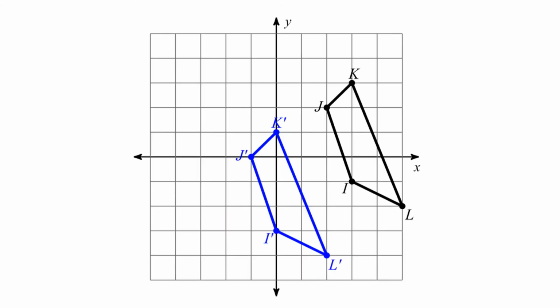We have figure IJKL translated to I prime J prime K prime L prime. We need to figure out how much it is translated by. Let's start with J. 1, 2, 3. 3 units left.